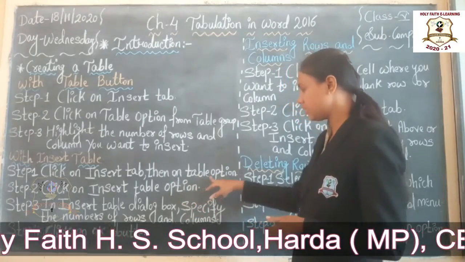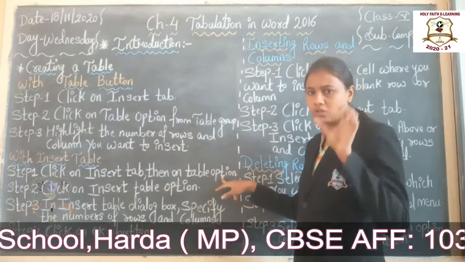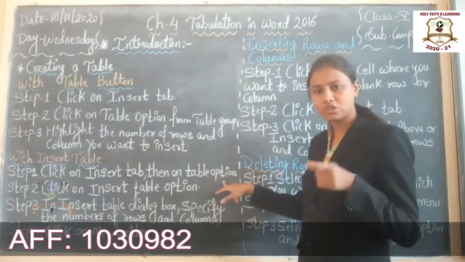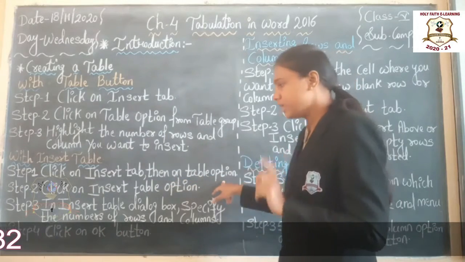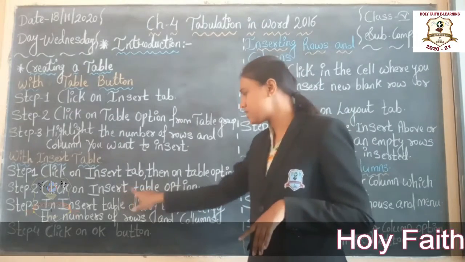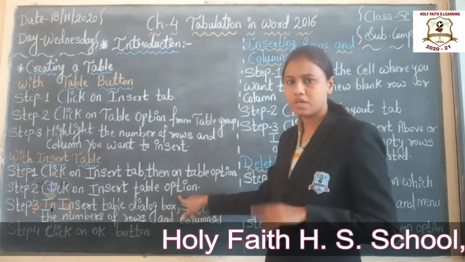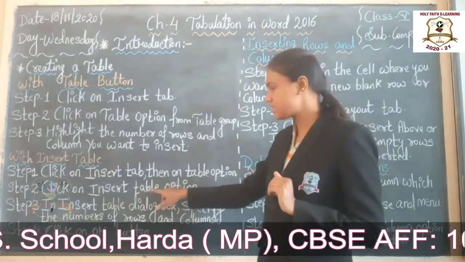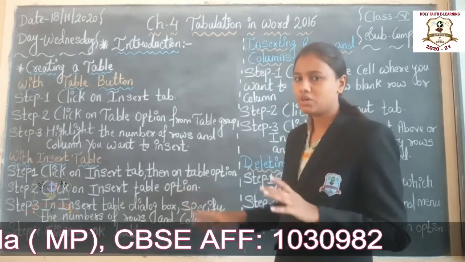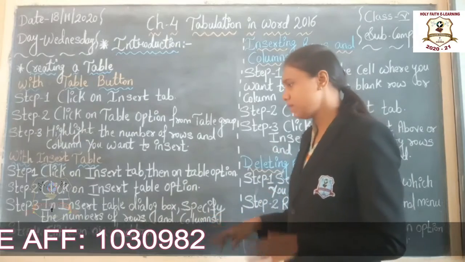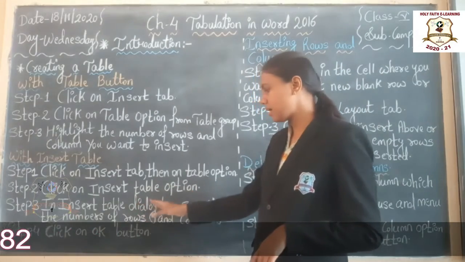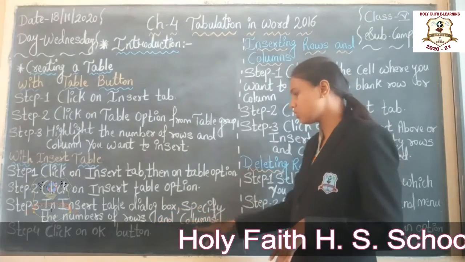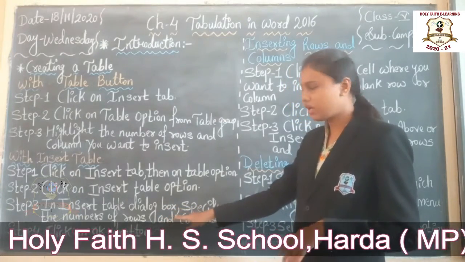When you click on the table option, one menu will appear on the screen. In that menu, there will be the insert table option. You have to click on the insert table option. When you click on it, in the third step, in the insert table dialog box, specify the number of rows and columns.